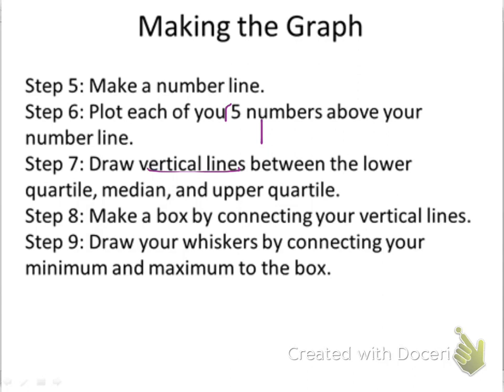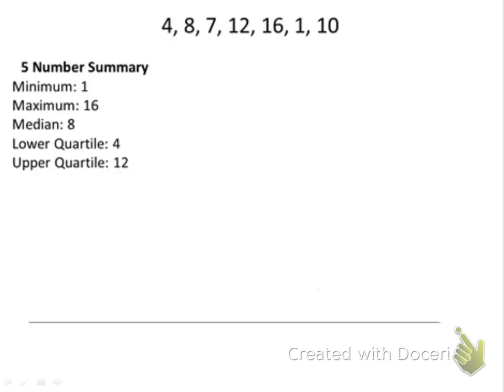Now it sounds really confusing and like there's a lot to do, but I think once you see it, it'll make more sense. So here I have my 5-number summary and my data on the next page. The first step is to make my number line. Now my number line needs to start at my minimum and go at least until my maximum. Remember with number lines, they go on for infinity, so you want to put your arrows on the end of your line. I'm going to start down here at my lowest number, 1.